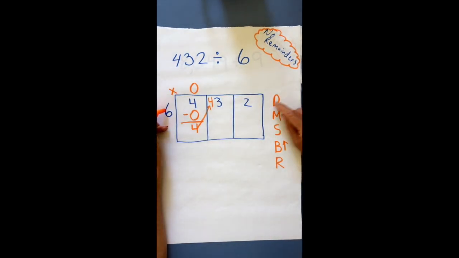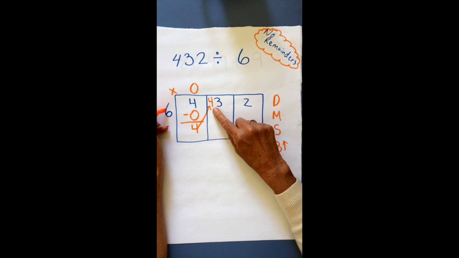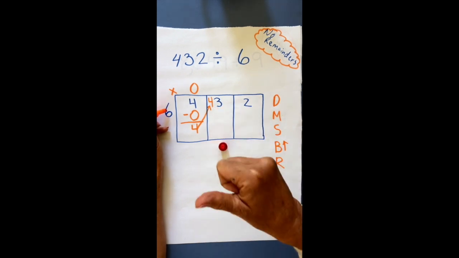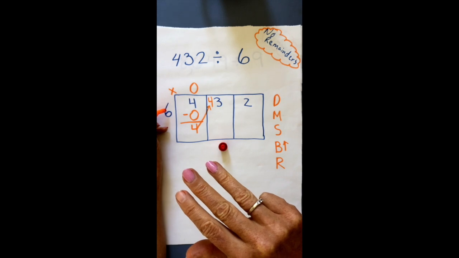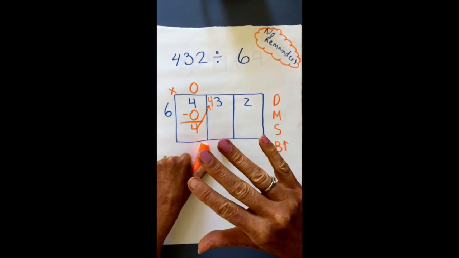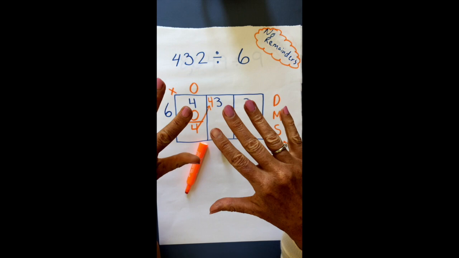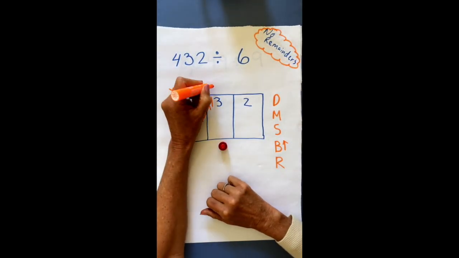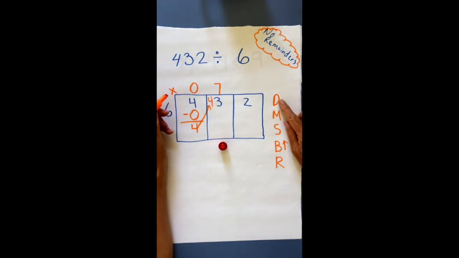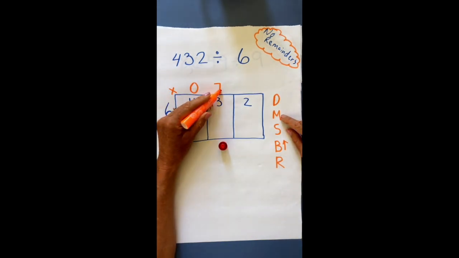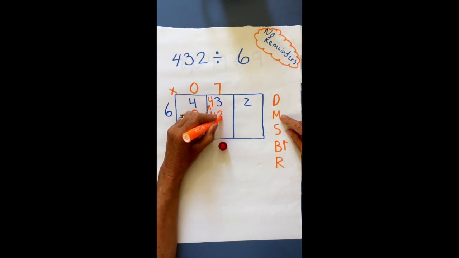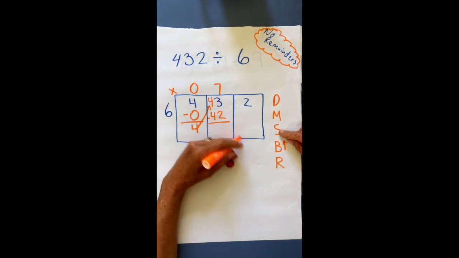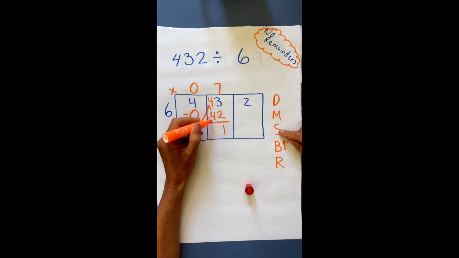So I ask, how many? How many 6s are in 43? So 6, 12, 18, 24, 30, 36, 42, and 48. Oh, that's too many. So 7. So I put a 7 here. So I just divided. Now I'm going to multiply. 7 times 6 is 42. Now I'm going to subtract. 3 minus 2 is 1, and there's nothing here.